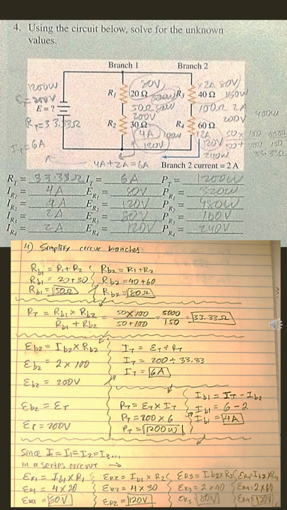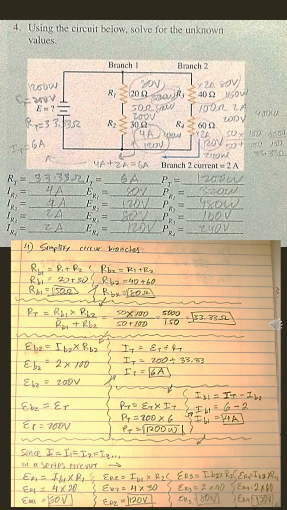The next step is to find our voltage drop at each branch, since we have simplified each branch to one resistance value. We can simply use Ohm's law, which is voltage equals current times resistance. In this case, we call it the voltage at branch 2 equals the current at branch 2 times the resistance at branch 2. In this case, it is 2 amps times 100 ohms, or 200 volts. So the voltage drop at branch 2 equals 200 volts.